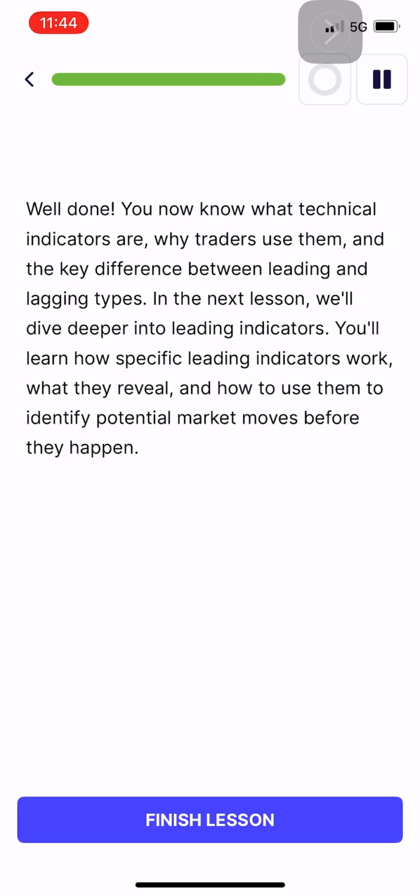Well done. You now know what technical indicators are, why traders use them, and the key difference between leading and lagging types. In the next lesson, we'll dive deeper into leading indicators. You'll learn how specific leading indicators work, what they reveal, and how to use them to identify potential market moves before they happen.